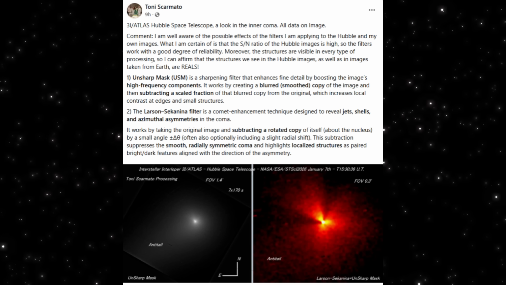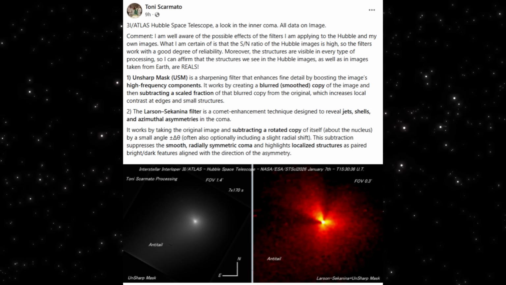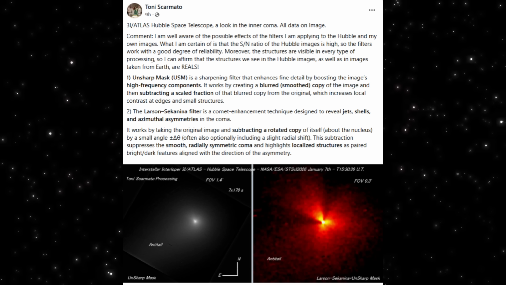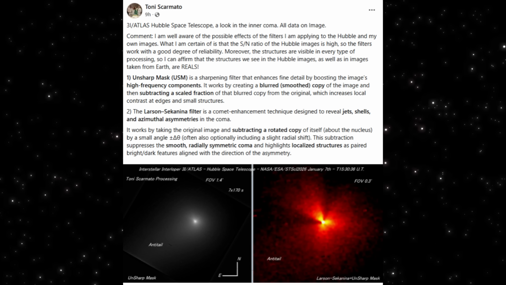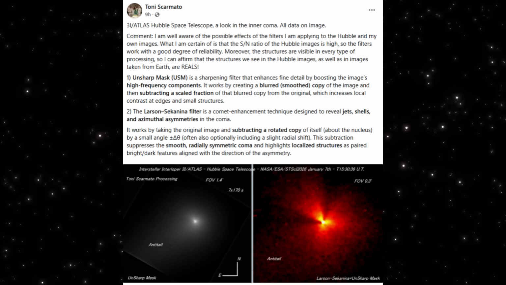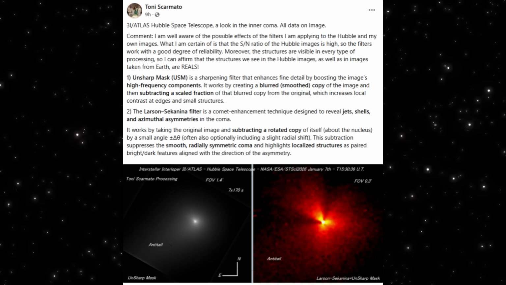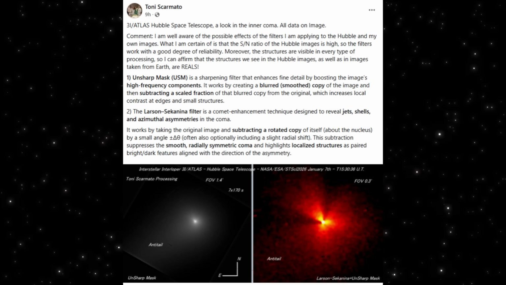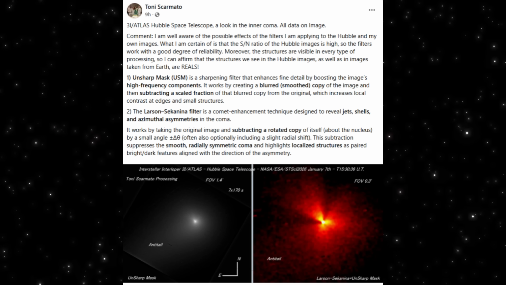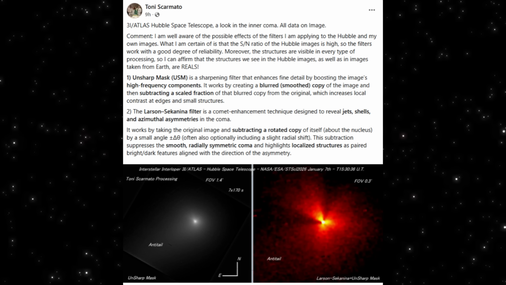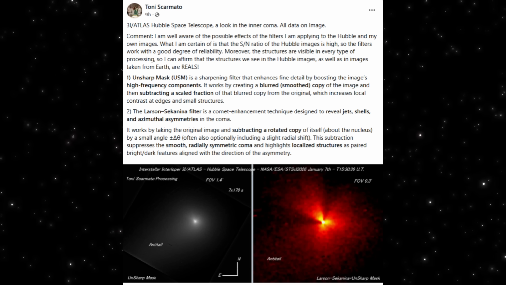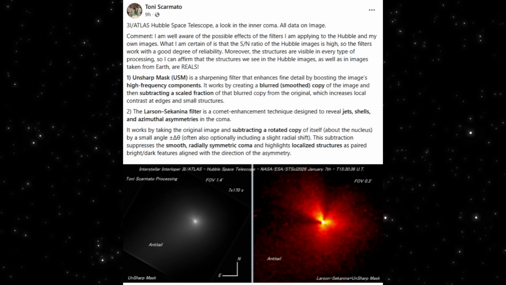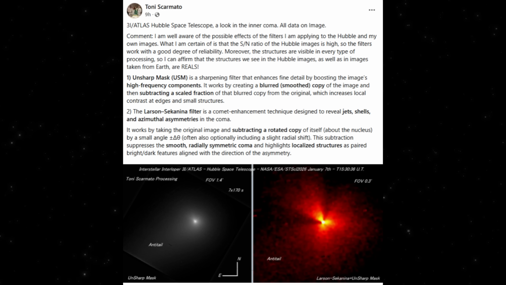Toni makes one thing very clear from the start. These Hubble images have a high signal-to-noise ratio. That matters, because it means the processing is not inventing features out of noise. It is enhancing structures that already exist in the data. He also points out something important. The same structures appear across different processing methods and even in images taken from Earth. That consistency is why he is confident saying these structures are real.